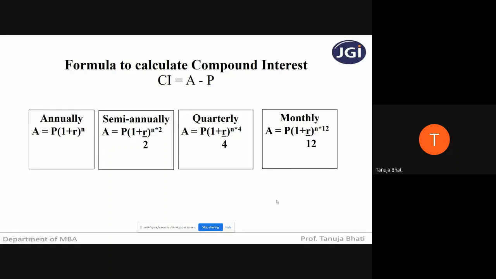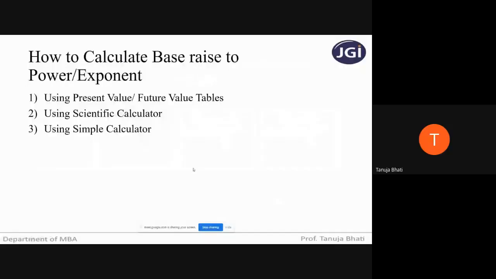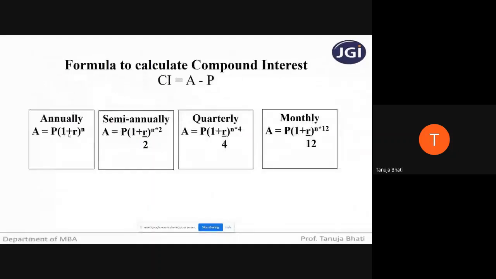Next, before we start solving the problems on compound interest, it is very important that you all know how to calculate this exponent. What does exponent mean? Where there is a base raised to a power. So here you can see in this particular formula, 1 plus R is the base raised to the power N. The base is 1 plus R, and the N that it is raised to is called the exponent.